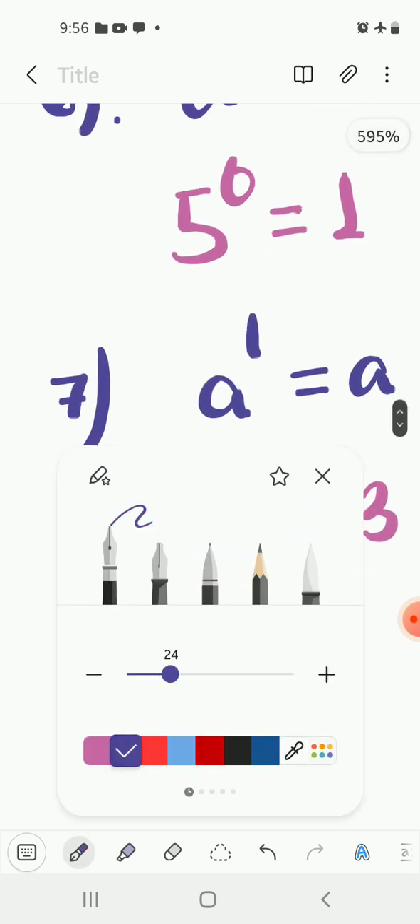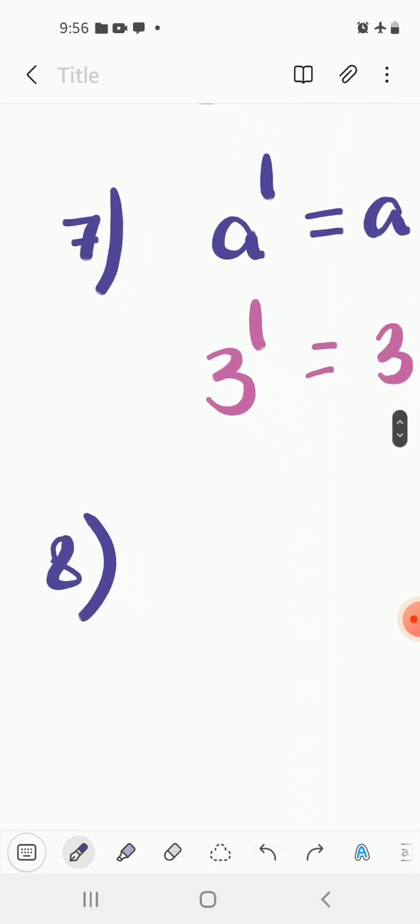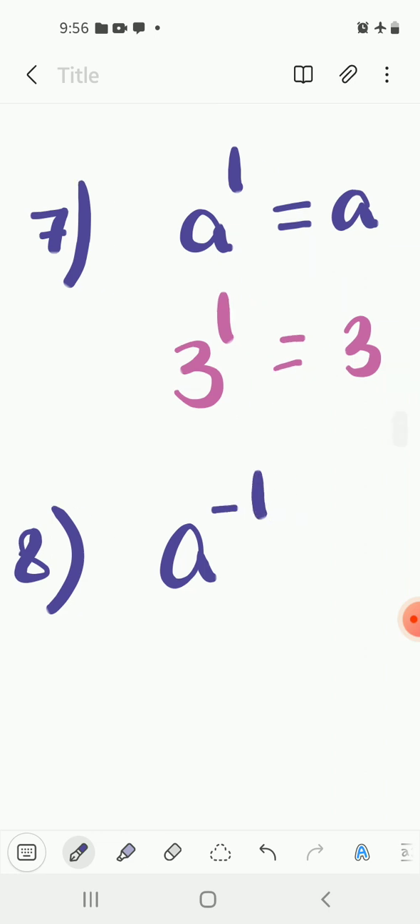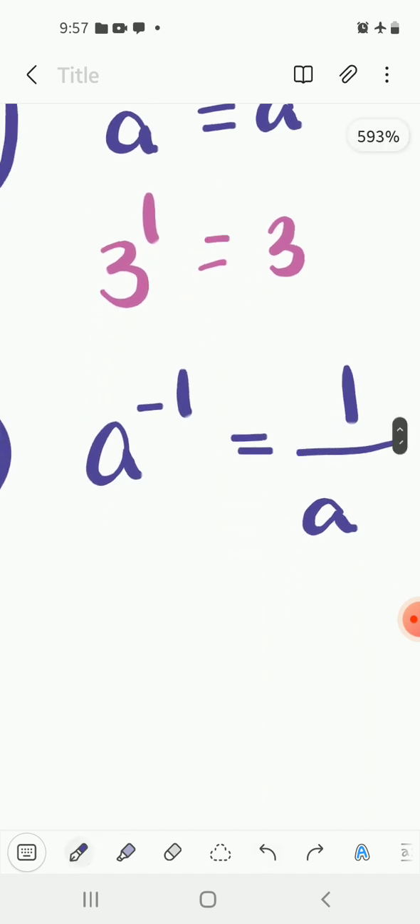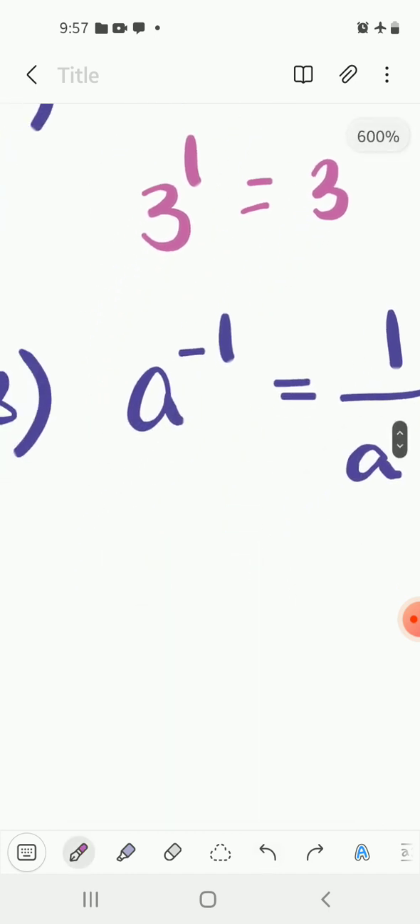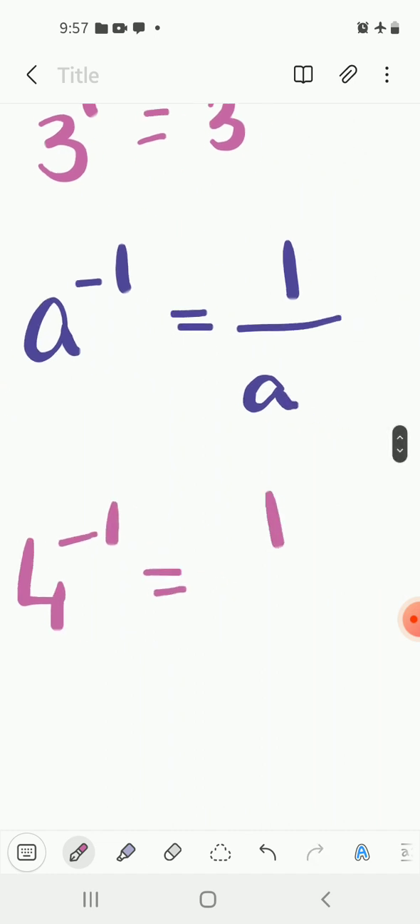Law 8. This is basically, we cannot call it a law, but it's a way of representation. For example, I'm given a question such as a to the power minus 1. It means it is 1 by a to the power 1. You can write the power 1, or if you want, you cannot write. It is the same because the answer doesn't get affected. Let's take an example to understand this. This is really important. For example, I'm given 4 to the power minus 1. It means 1 by 4.